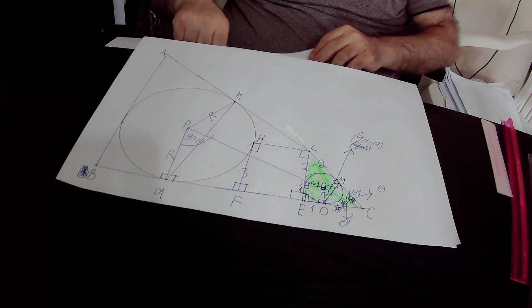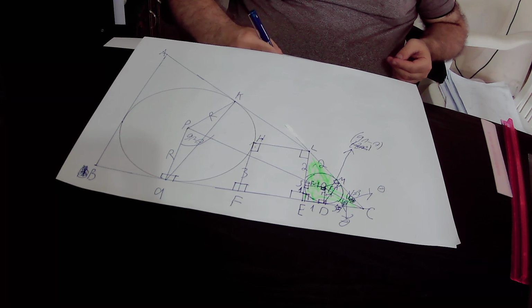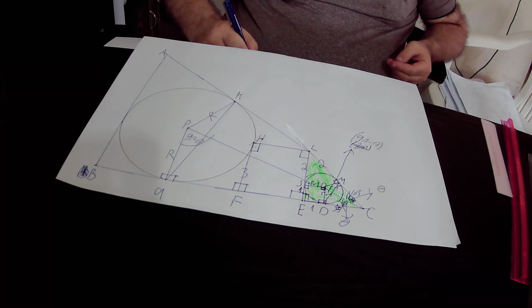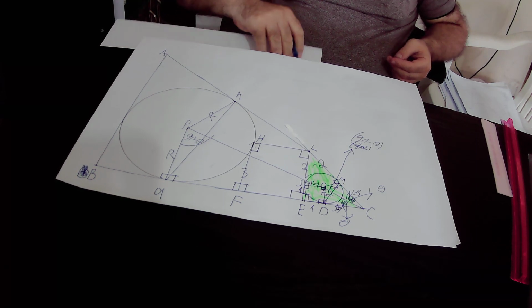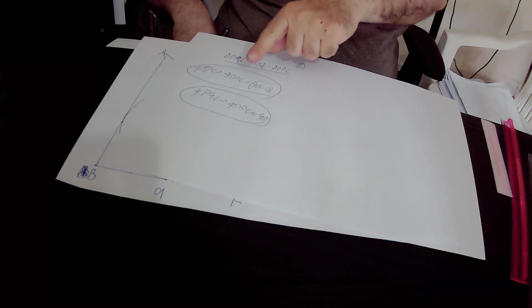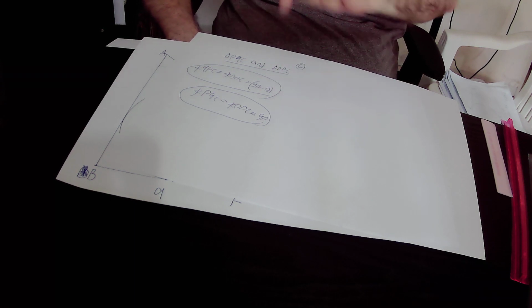So I write it down, angle PQC is equal to this angle, that is actually angle ODC. Repeat again, angle PQC equals angle ODC, they are both equal to 90 degrees, therefore they are equal to each other.